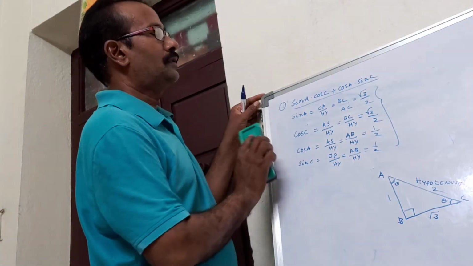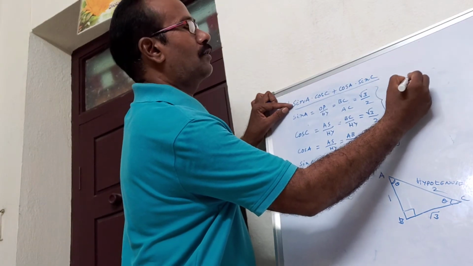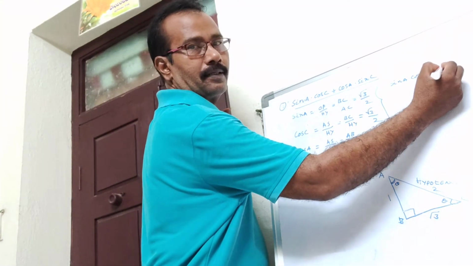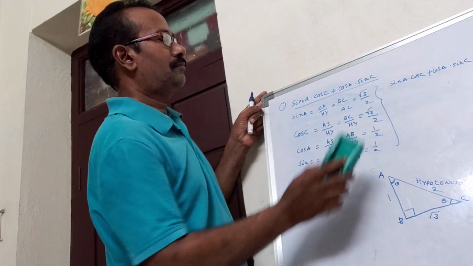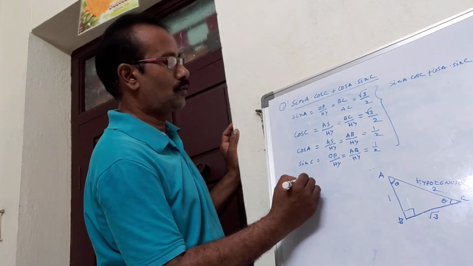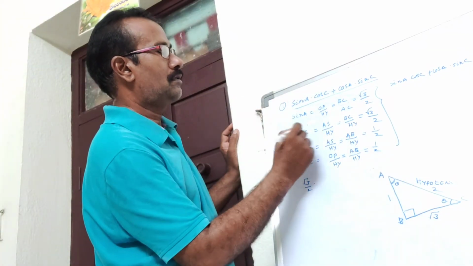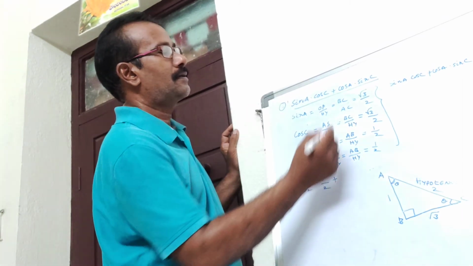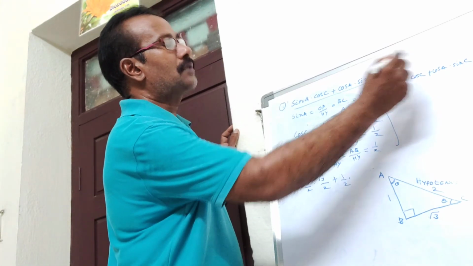Now here we have sin A cos C plus cos A sin C. The sin A value is root 3 by 2, the cos C value is root 3 by 2, multiplied, plus the cos A value 1 by 2 and the sin C value 1 by 2.